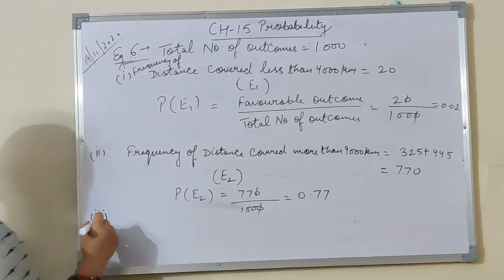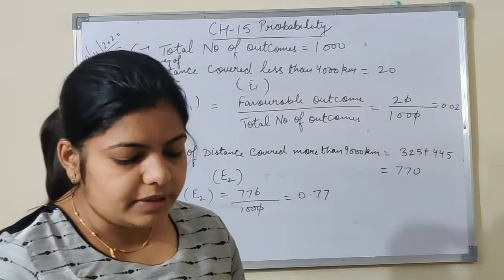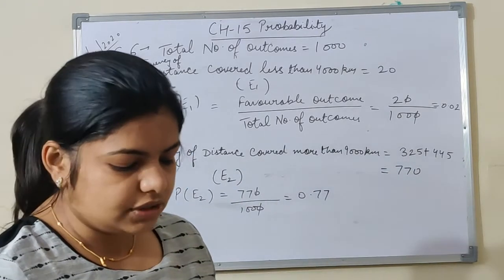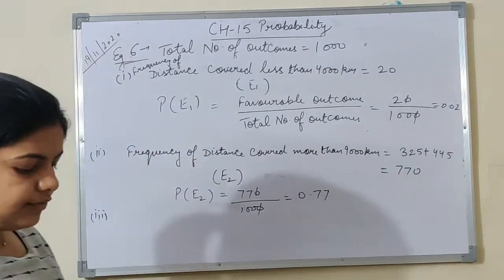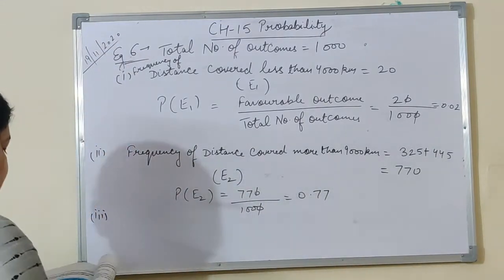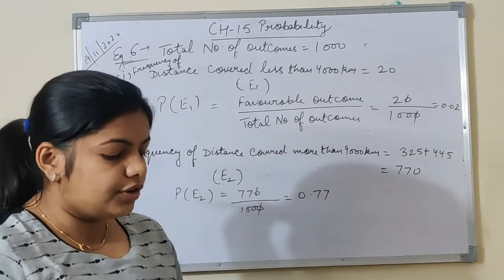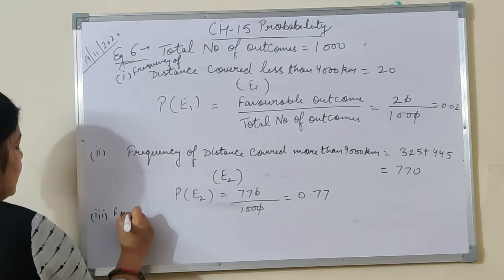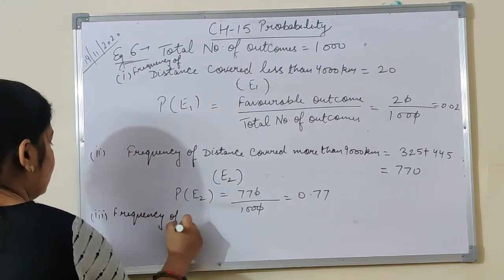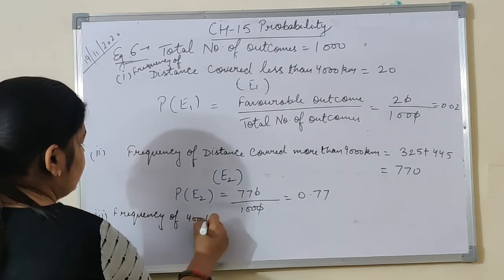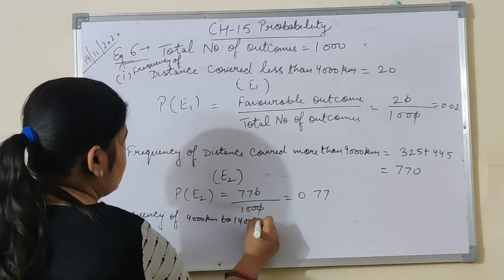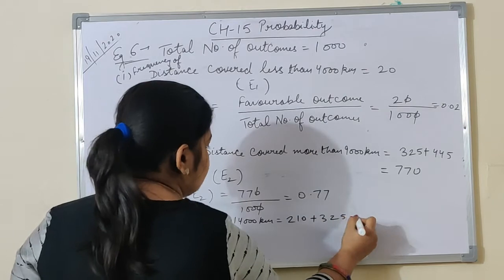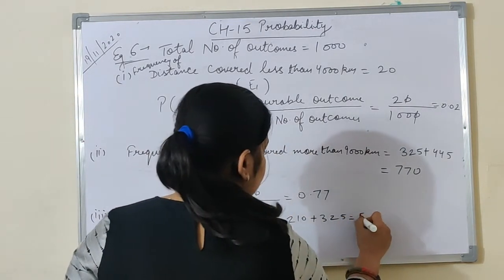Then our third part. Now in the third part it is saying the tire needs to be replaced after it has covered somewhere between 4000 to 14000 kilometers. That means for covering 4000 to 14000, you can see that the second and third columns are with us. So we will write our frequency for the third part, that means of 4000 kilometers to 14000 kilometers, and that is 210 plus 325. Okay, so our answer is 535.